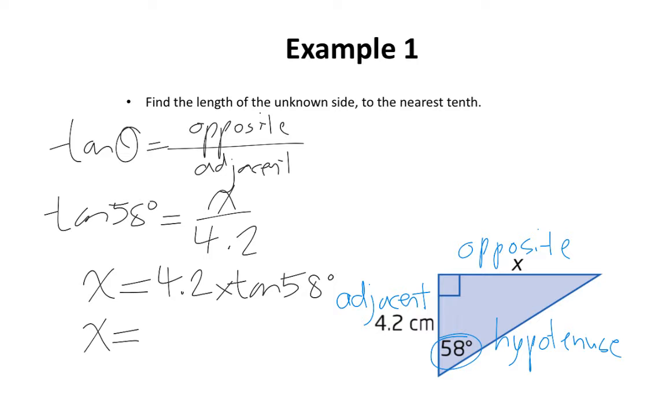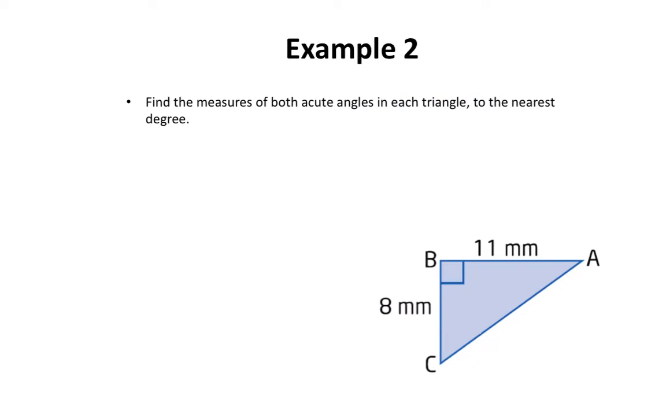And our side length of x should be equal to approximately 6.7 centimeters. Now if you took a look at the question, it wanted us to round it to the nearest tenth, which we have done. So therefore, the length of x is 6.7 centimeters.